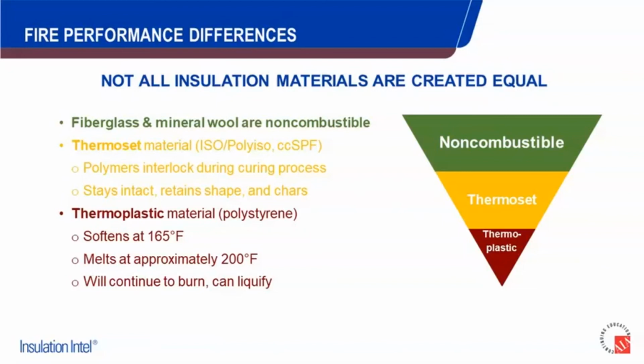Now your thermoset materials, your polyisos, your closed cell spray foams, have a different chemical bond than your polystyrenes. It's more structurally stable in the event of a fire. It will char, it stays structurally intact, and it will not melt away. So you're going to find the next tier from a continuous insulation standpoint is going to be your polyisos and your foil faced, closed cell foams as well. Very broad array of approvals there.